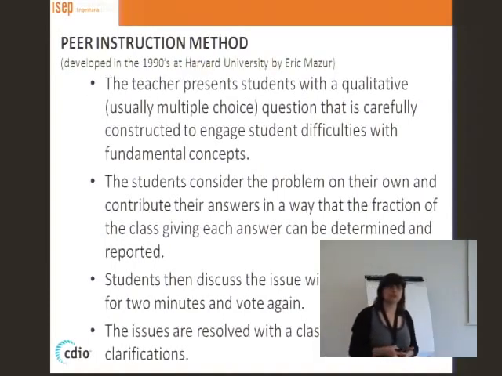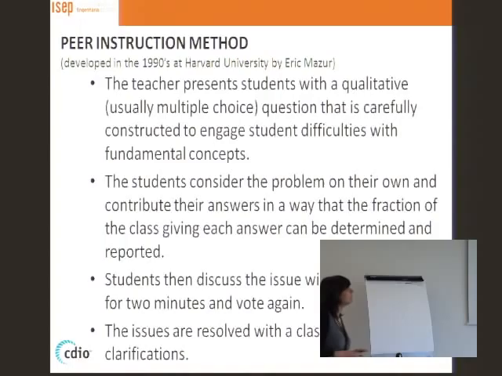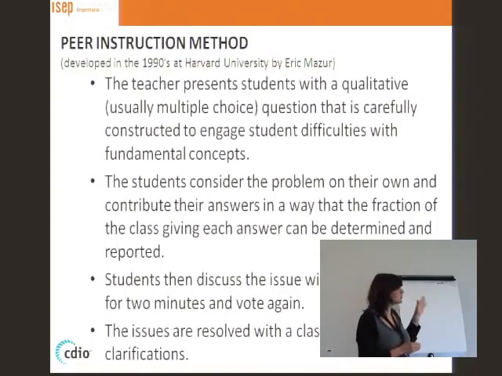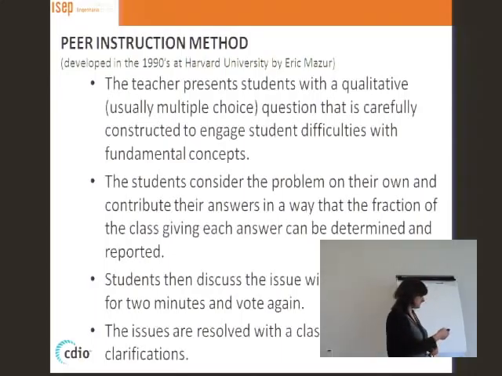So what is the peer instruction method? It was developed in 1990 at Harvard University by Eric Mazur. The teacher presents students with a question, usually multiple choice, that is carefully structured to engage students' difficulty with fundamental concepts. After that, the students consider the problem on their own and commit to their answers in a way that the fraction of the class giving each answer can be determined and reported.